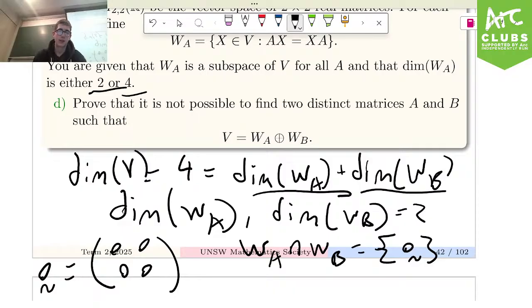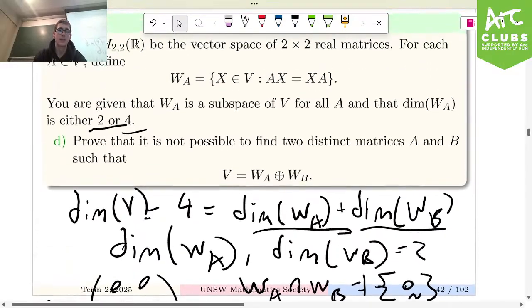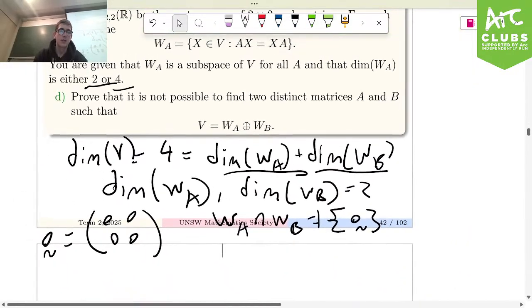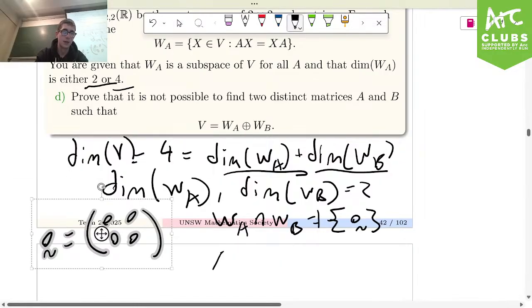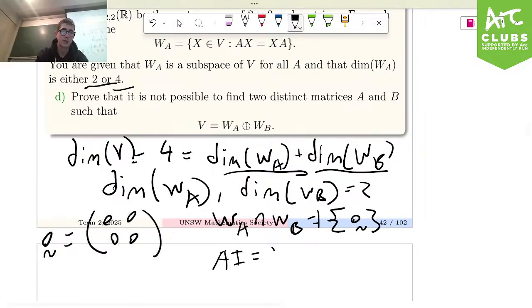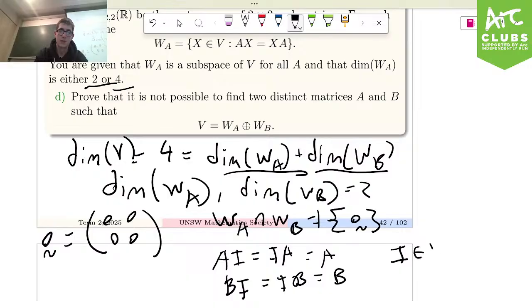So the way that we can show that this is not true is that we can find one specific element within both. For instance, since the identity matrix commutes with both A and B, that is A times I is equal to I times A, which is just A, and also B times I is equal to I times B, which is B, we can say that I is in the intersection of WA and WB, which contradicts the fact that we need this to just be the 0 vector.